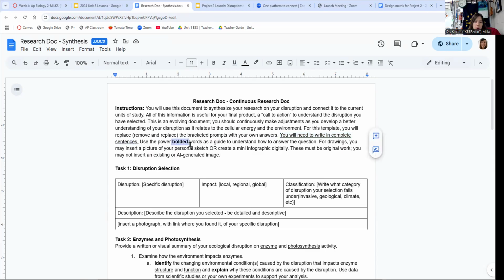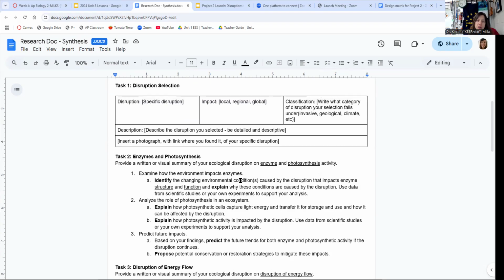Use the power bolded words as a guide to understand how to answer your questions. Now, for drawings, please note that you may insert a picture of your personal sketch or create a mini infographic digitally. These must be original work. You may not use an existing or an AI-generated image.